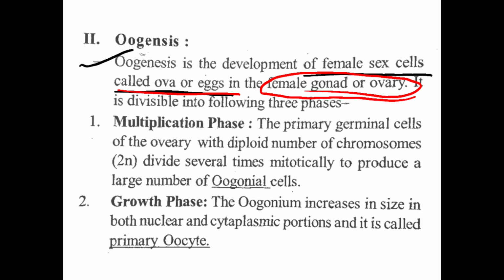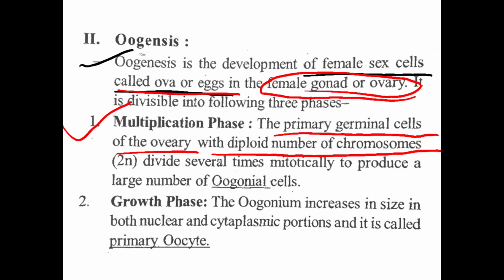It also has 3 phases: the multiplication phase, the growth phase, and the maturation phase. What are they? Phase of multiplication. In the phase of multiplication, the primary germ cell of the ovary with diploid number of chromosomes divides several times mitotically. In the multiplication phase, the primary germ cell undergoes mitotic division.